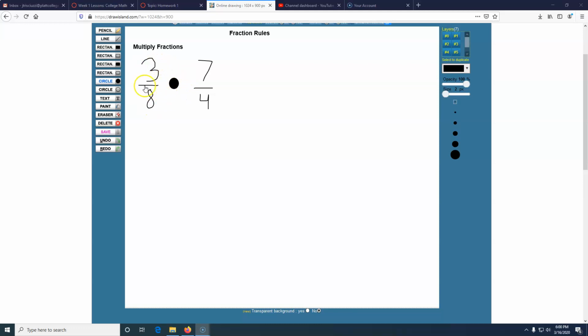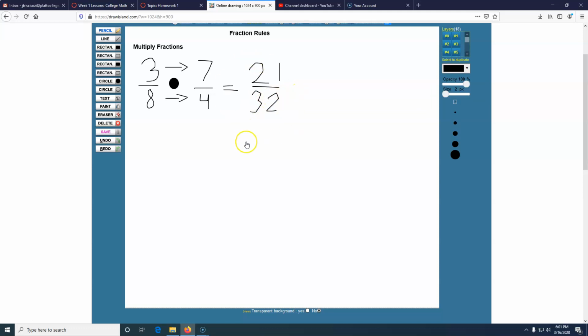Now, in this case, what we have is 3/8 times 7/4. Multiplying fractions is the simplest rule, and the way you handle it is you simply go straight across the top, straight across the bottom. That's it, no frills. It is that simple. So we multiply across. 3 times 7 is our 21. 8 times 4 is 32.